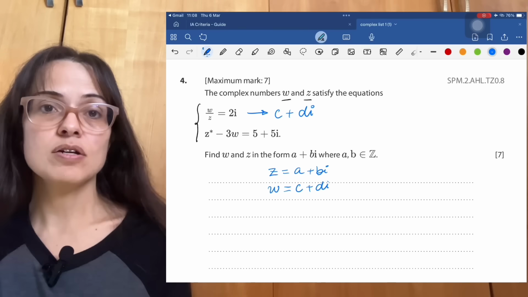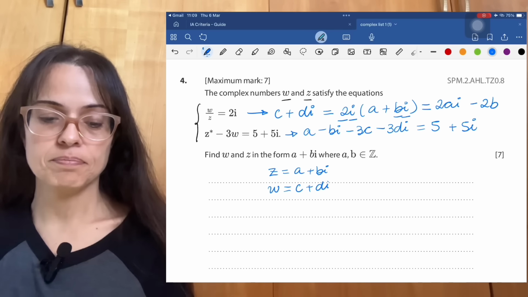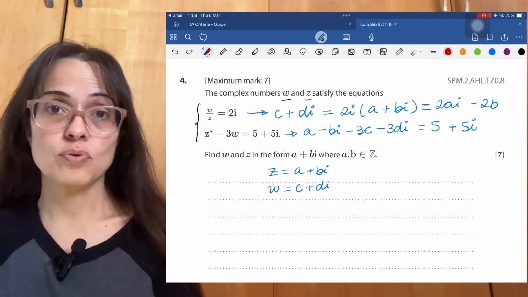In the second equation, I am going to use the conjugate of z, which is a minus bi. And then I'm going to multiply w by 3 and then subtract that. The right-hand side is just 5 plus 5i. The first equation still has a distributive that I can do, so 2ai minus 2b. This is the 2, this is the b, and the minus is i times i. So apparently I'm going to have a system of 4 equations here.